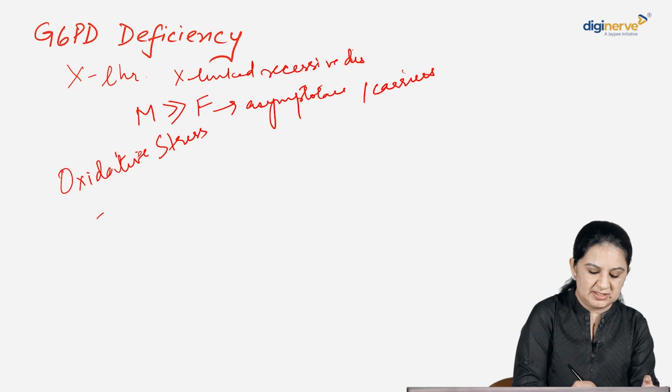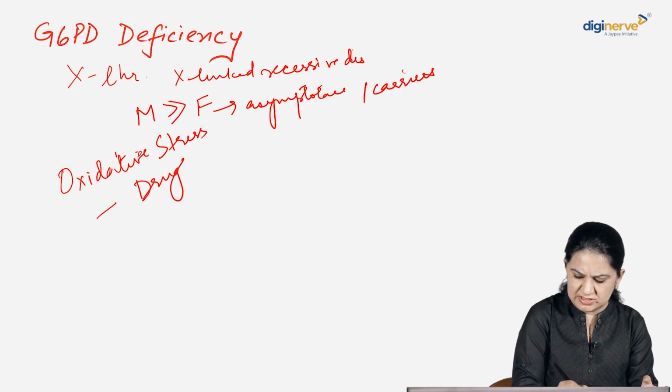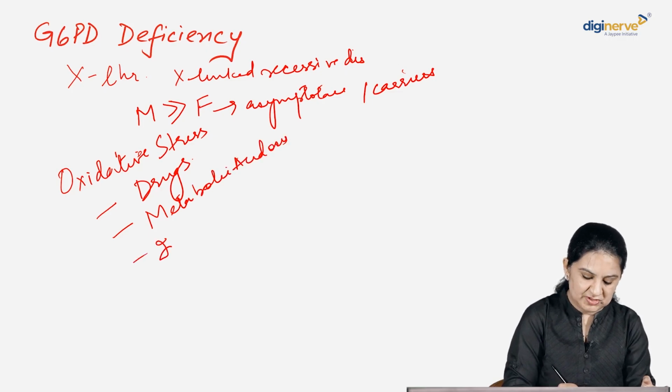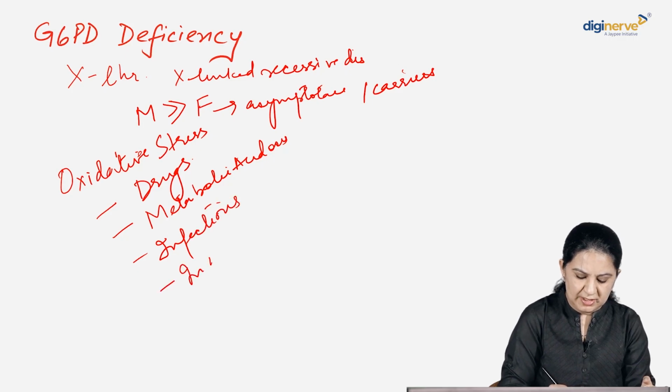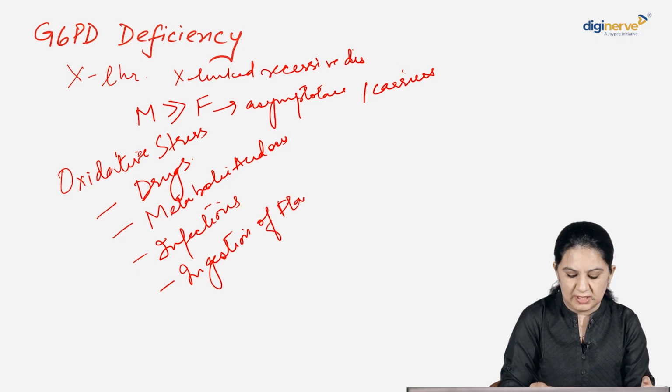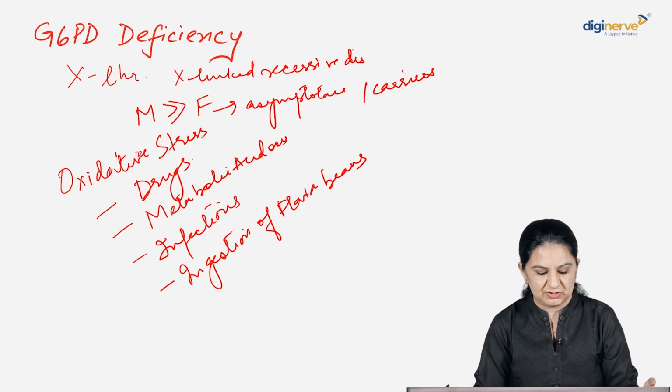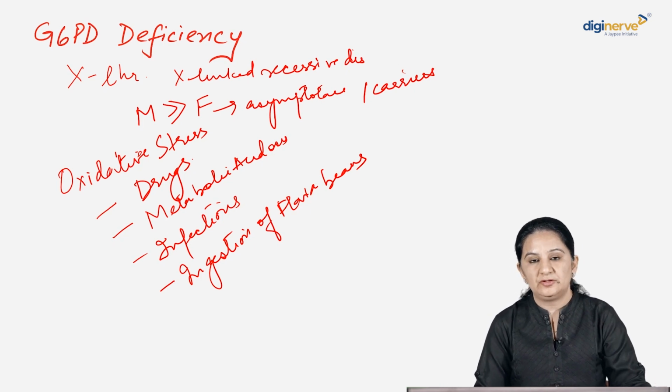Oxidative stress could be due to drugs, metabolic acidosis, certain infections, yes, and, very important, ingestion of fava beans, although uncommon in India, but this can cause oxidative stress and in turn hemolysis in G6PD deficient patients. Can you tell me what all drugs can cause oxidative stress in these patients?